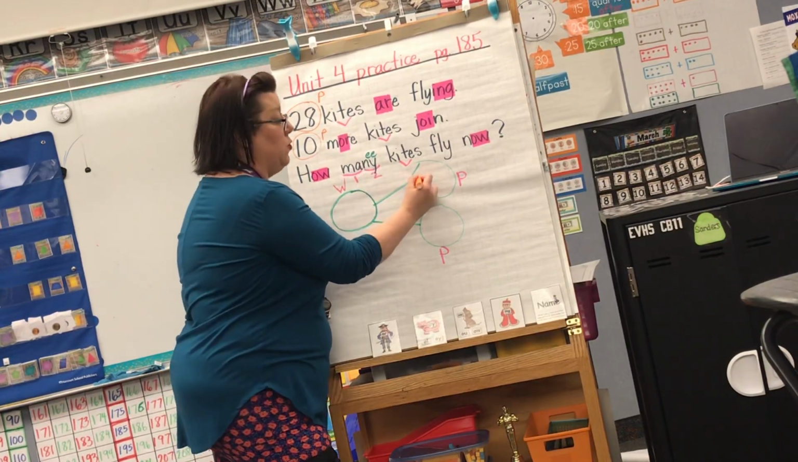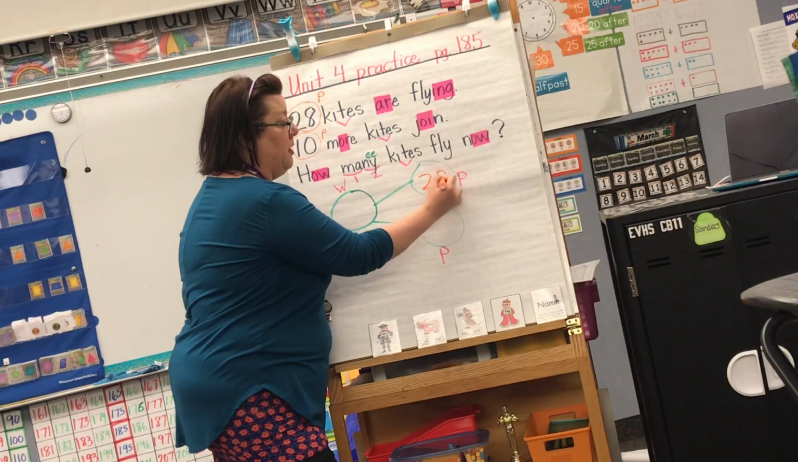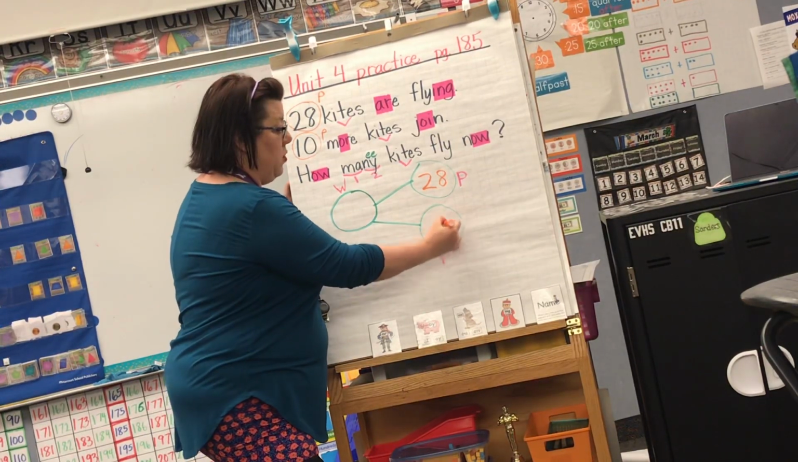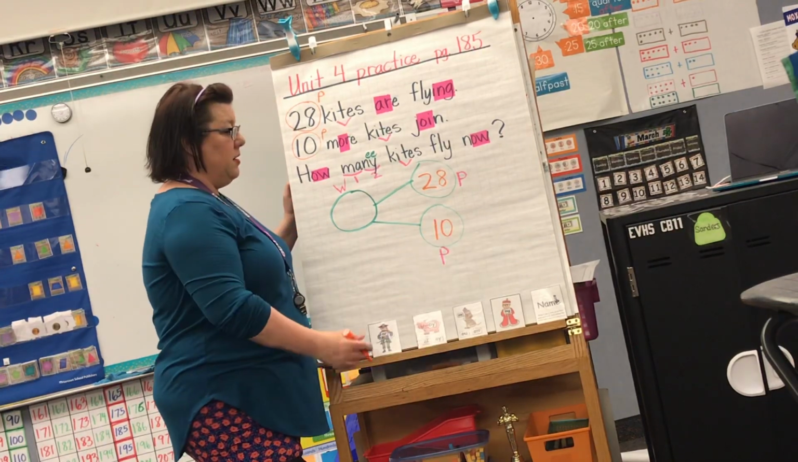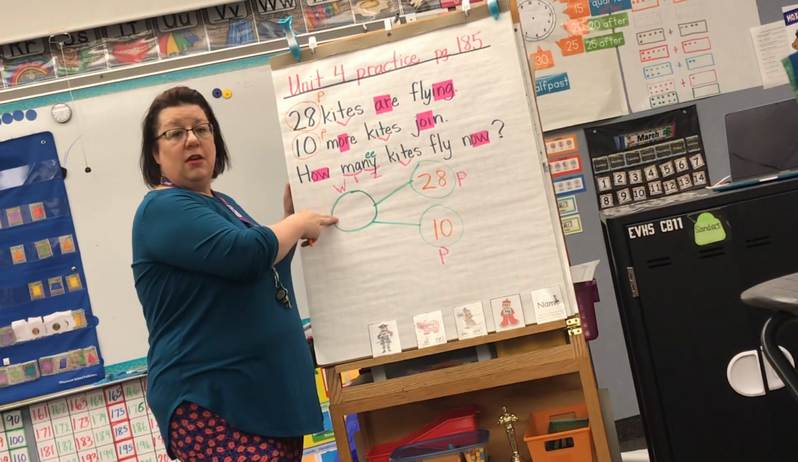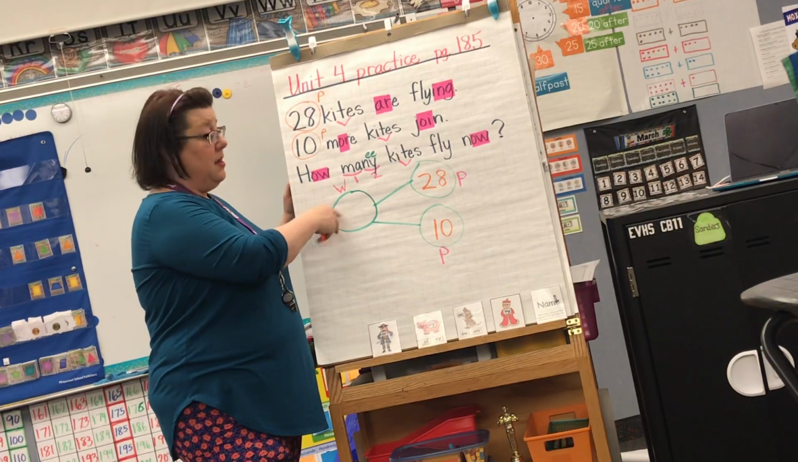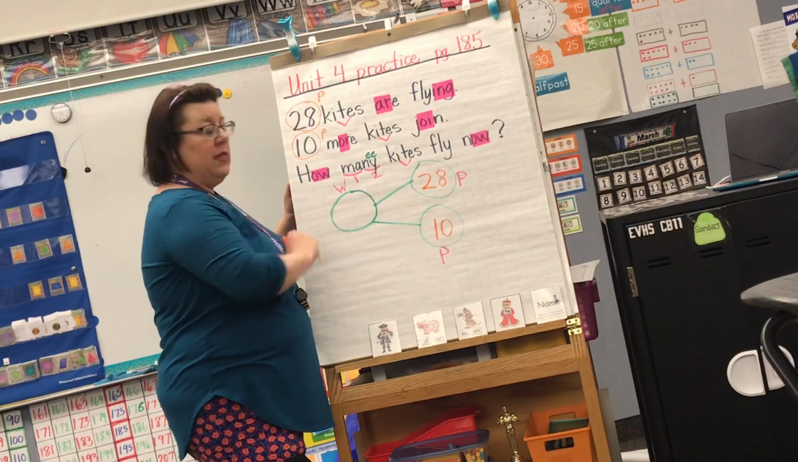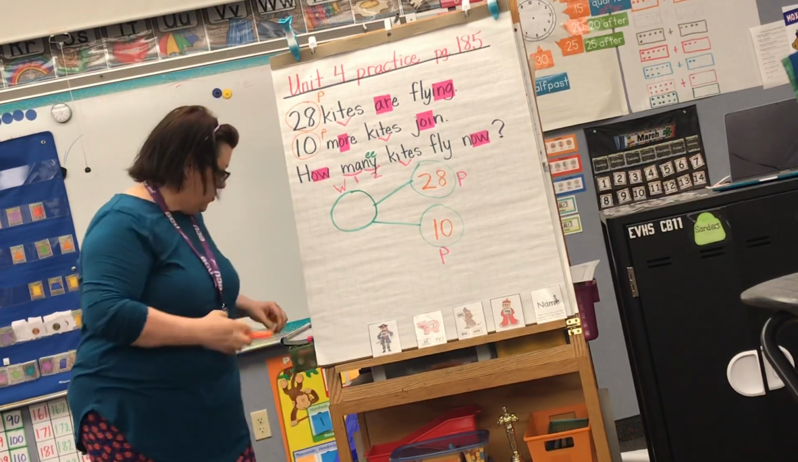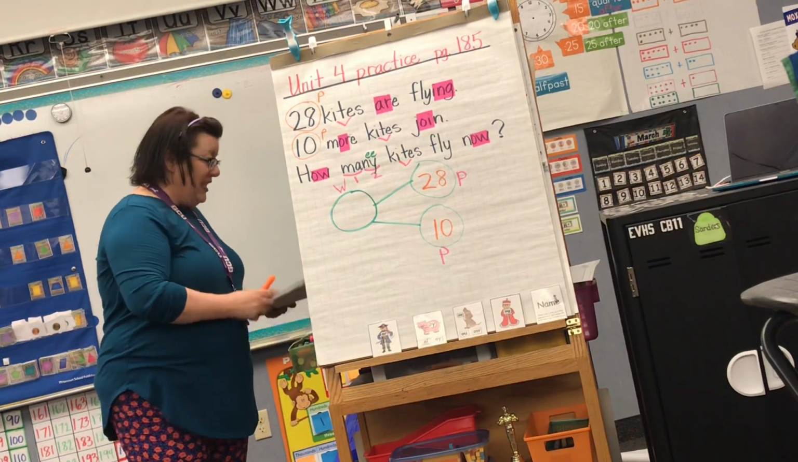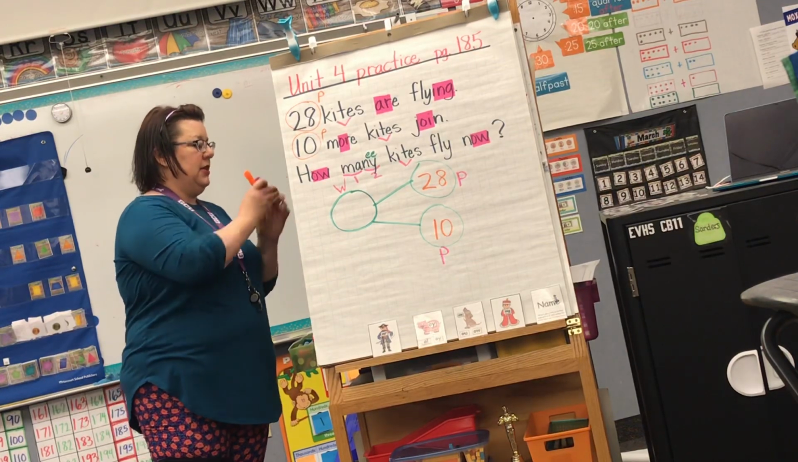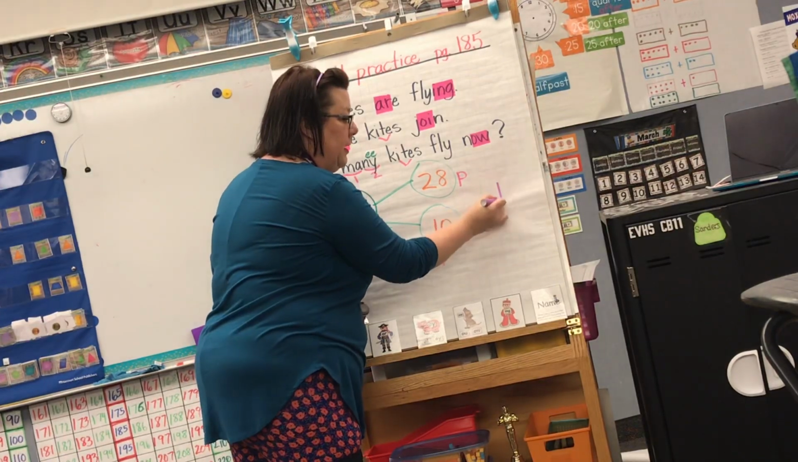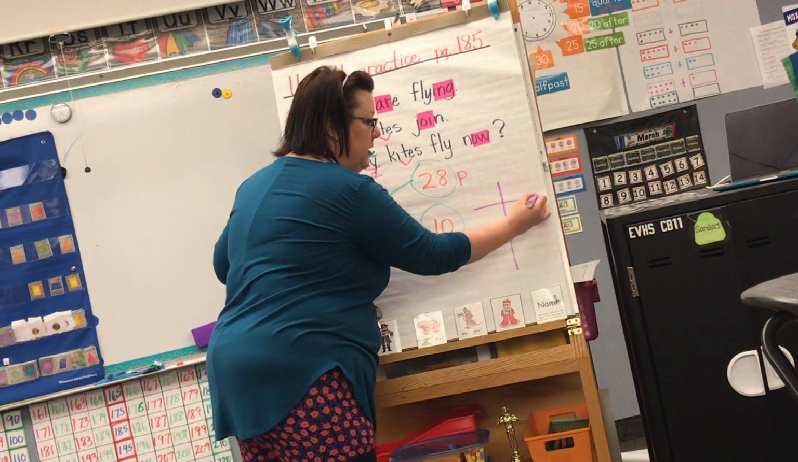So I'm going to put 28 in the part. You can do this too. You can write it down. And 10 more in the part. So now I have to solve to figure out what the whole is. I have 28 and 10 more come. The first thing I'm going to do is draw my T-chart. My T-chart that shows me the place value. I'm going to make my place value T-chart.